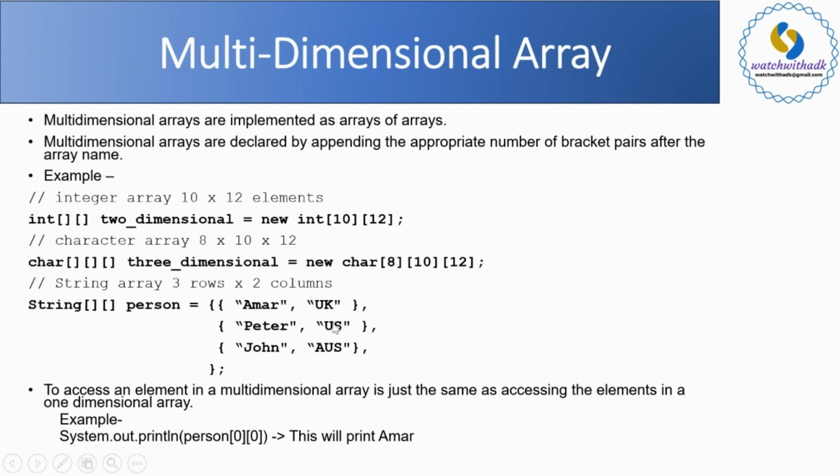This is just like a matrix, right? So if you want to access the third row and second column, you will have to write person of 2 and 1, right? So accessing an element in a multi-dimensional array is just the same as accessing the elements in a one-dimensional array. For example, System.out.println person of 0 0 means it will print Amar.